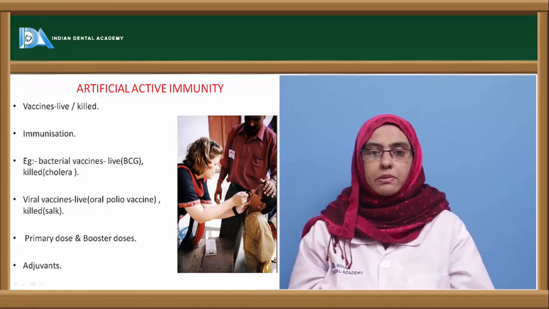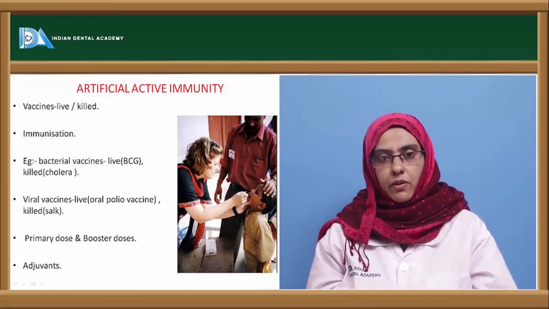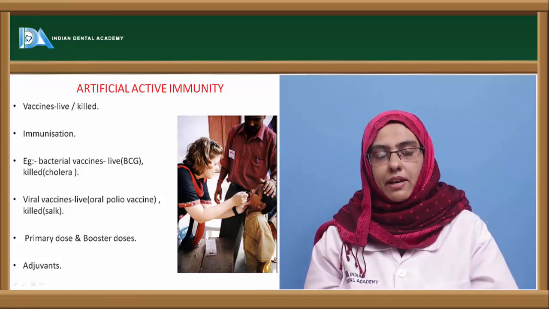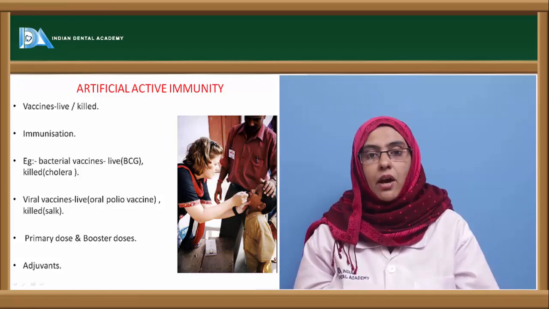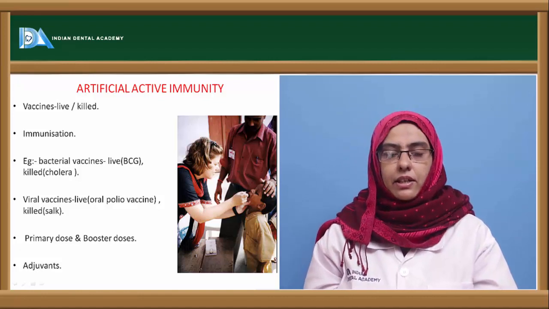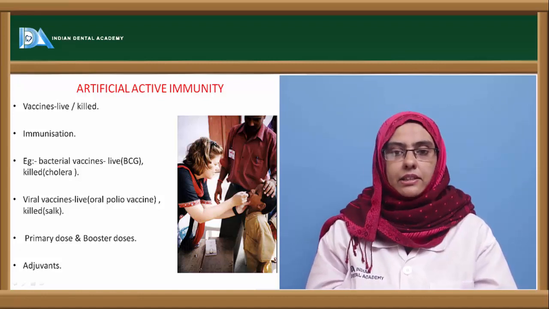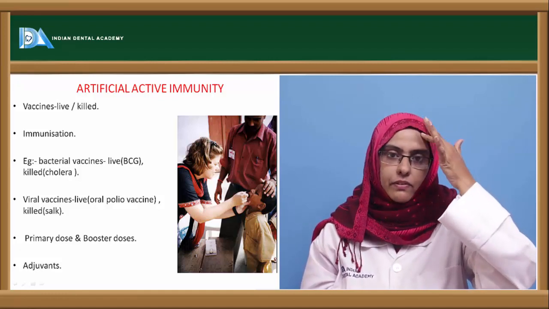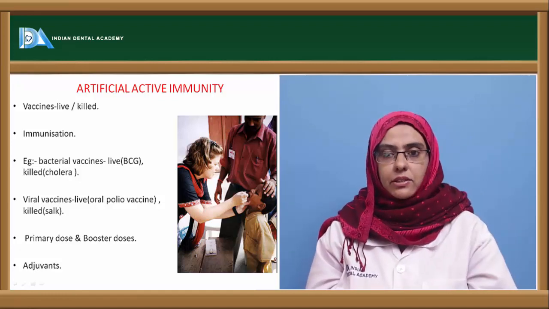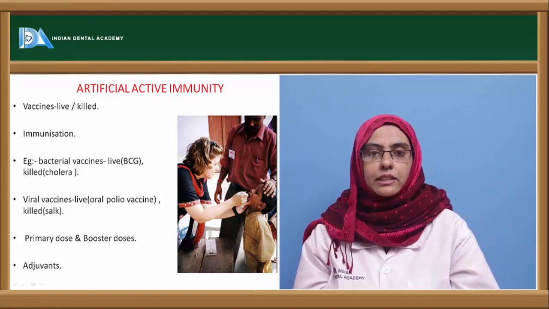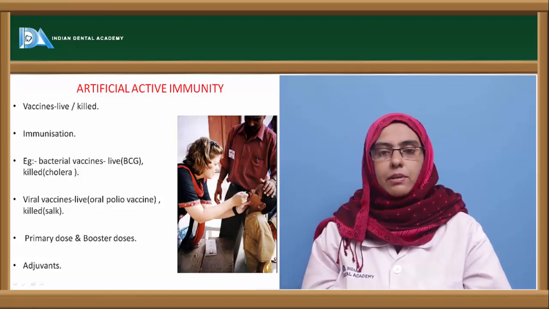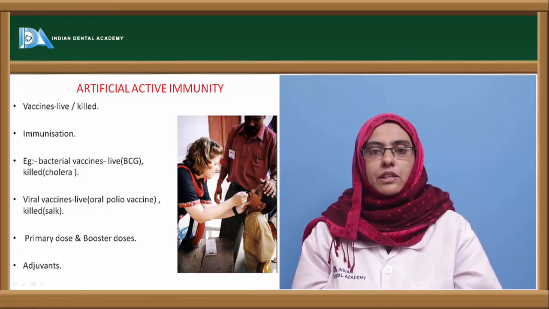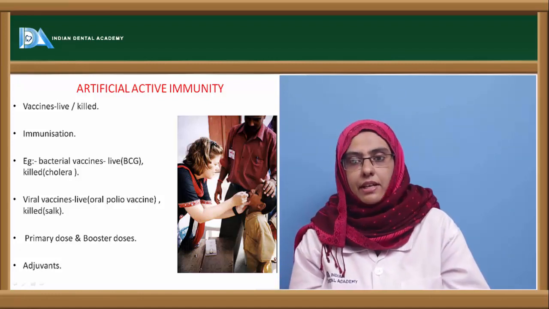And we have different types of vaccines for different types of organisms, such as bacterial vaccines and viral vaccines. Bacterial vaccines, for example, are live vaccines and killed vaccines. In the live vaccine, we remove the antigenic character, but we do not kill the organism. But in the case of killed vaccines, the organism is killed, but it has the ability to induce the immune response. Take for example the cholera vaccine, which is a killed vaccine.